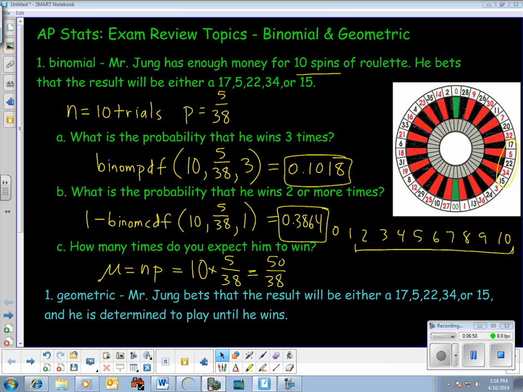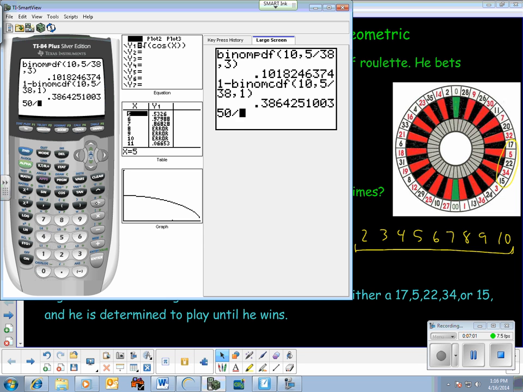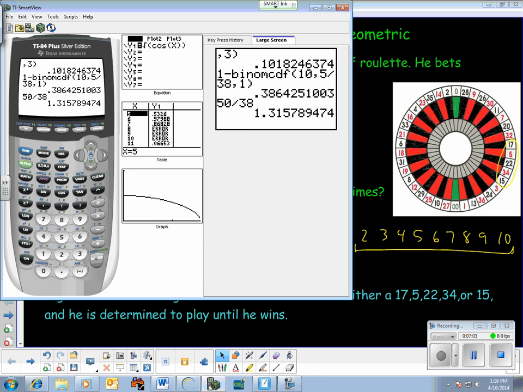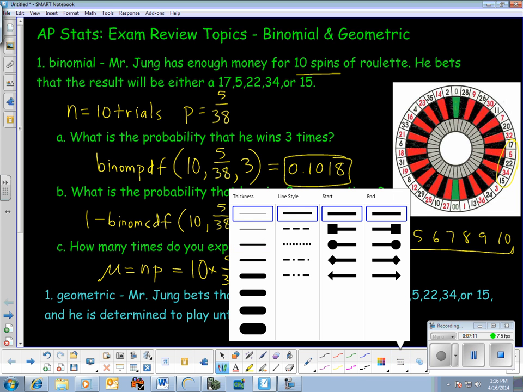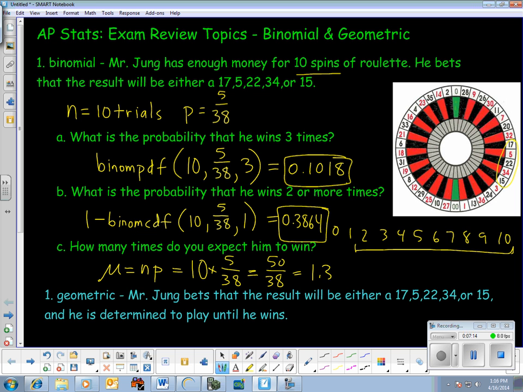which is 1.3, let's call it 1.32. Now, I've told you at least 100 times in class, I know that I cannot actually win 1.32 times out of 10 spins. I can win 0 or 1 or 2 or 3, all the way up to 10. Most of the time, I'm going to win probably 0, 1, 2, or 3. And then the percentages start to drop off very heavily after that.